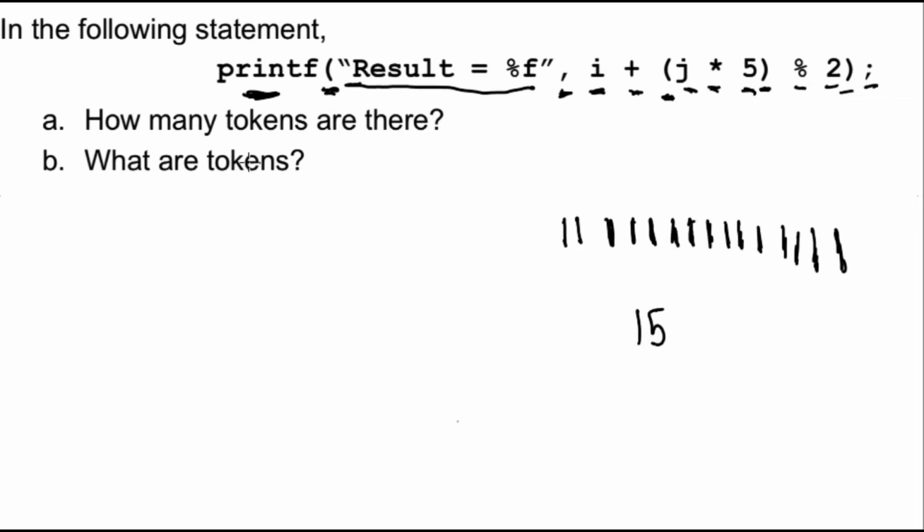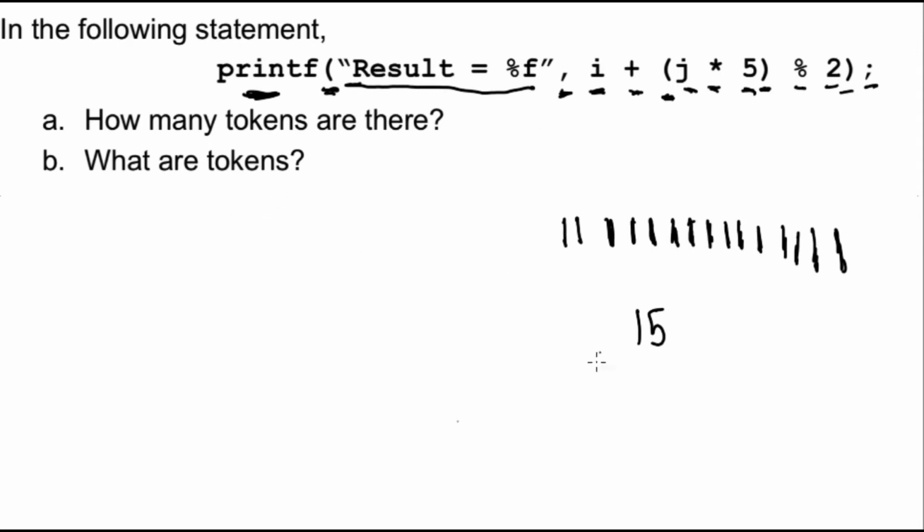So what are tokens? Tokens are keywords, identifiers, constants, variables, strings, and operators. So here you can see all of them are combined together, and that is making the token. It's like if you think about a human body is made of cells, right? It's similar to that. Programming languages are made up of tokens.